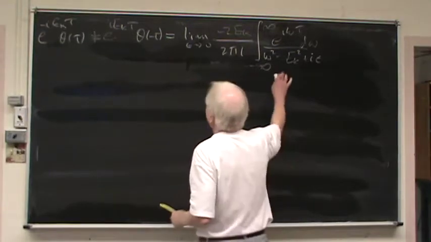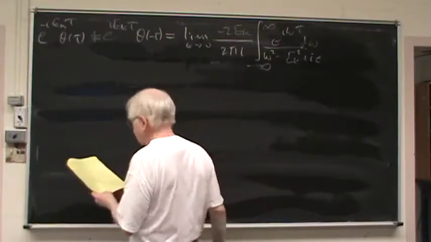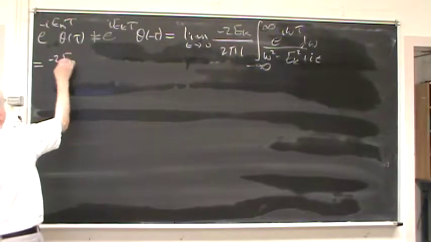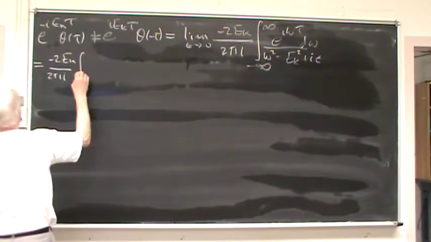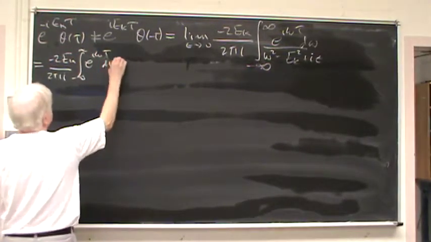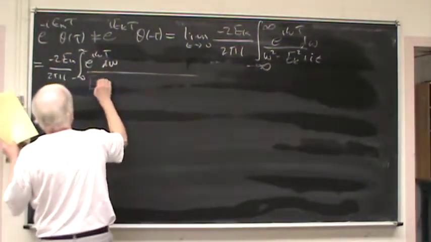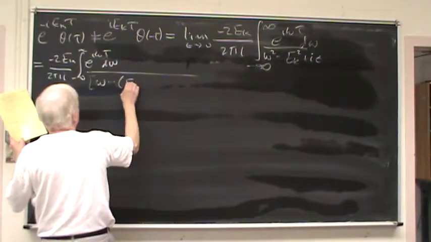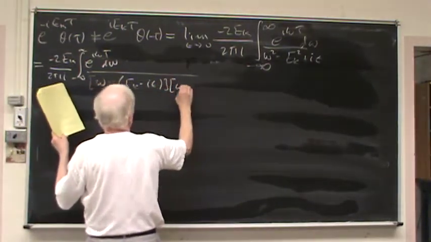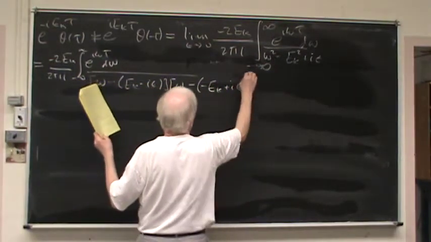And why is that equal to that? Well, it's just this contour integral. The first thing is we just rewrite it, and we say it's minus 2ek over 2 pi i, the integral from minus infinity to plus infinity of e to the i omega tau d omega, and now we factorize that, and let's notice the way we factorize it: omega minus ek minus i epsilon, omega minus ek plus i epsilon.